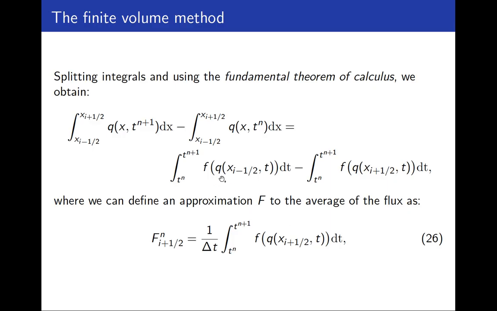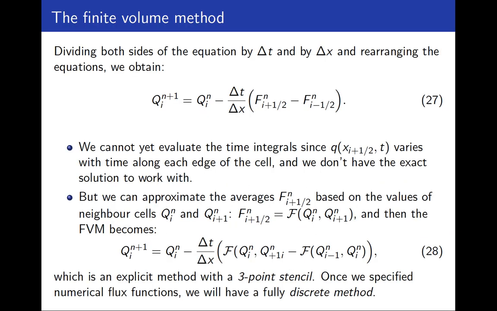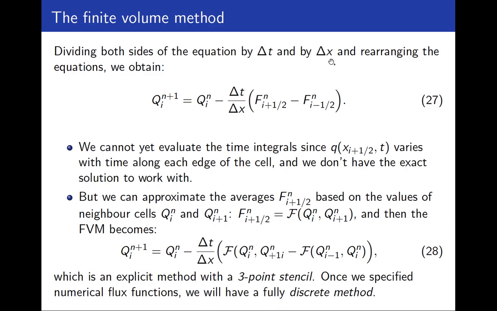So now we also define this capital F, which is just an approximation to the average of the flux. So that means that F is just 1 divided by the time step multiplied by the integral from tn to the new time step, where we evaluate this flux function here. So yeah, you can divide both sides of this equation by delta t and by delta x, and then you can rearrange these equations to obtain equation 27, which is the finite volume method that we were looking for.